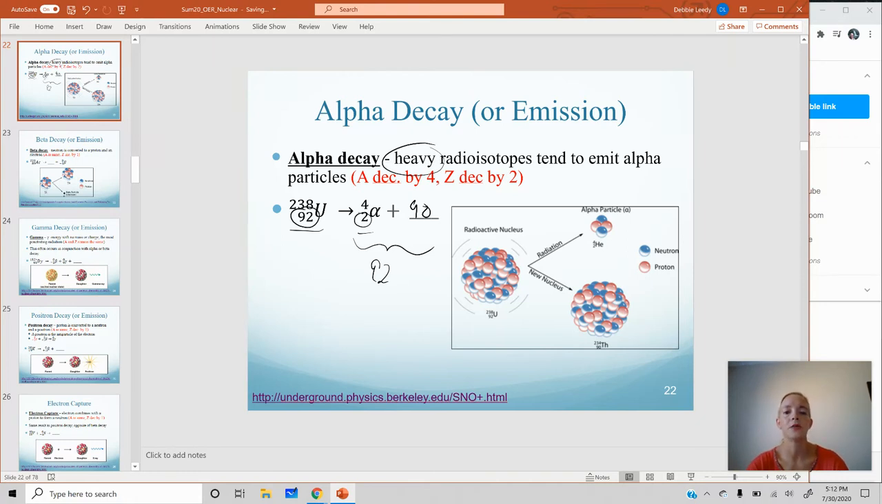That is a 90, by the way. Let me fix that. Okay. We do the same thing with our mass number. So we have a total of 238 on the reactant side. We already have 4 from our alpha particle. The remainder has to be in our daughter nuclide. So of course we're subtracting here. 238 minus 4 means we have 234 left over in our daughter nuclide.